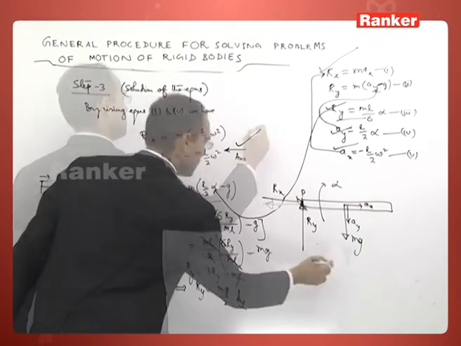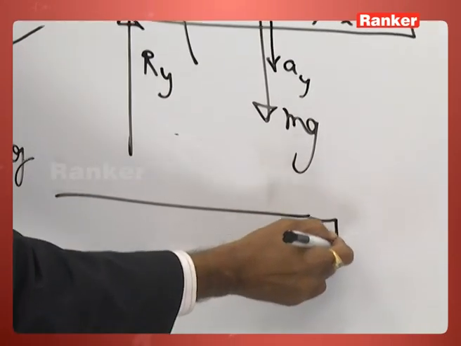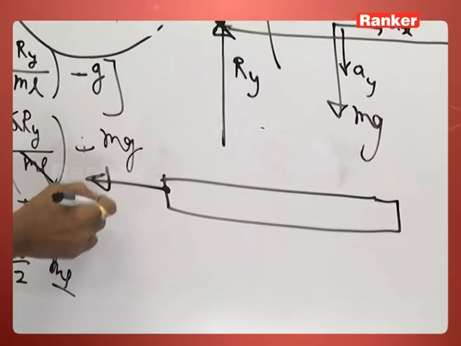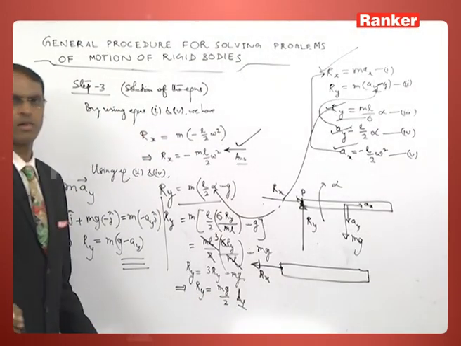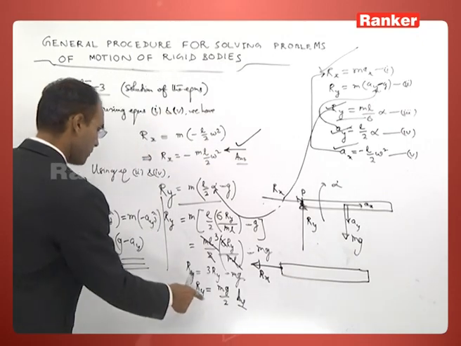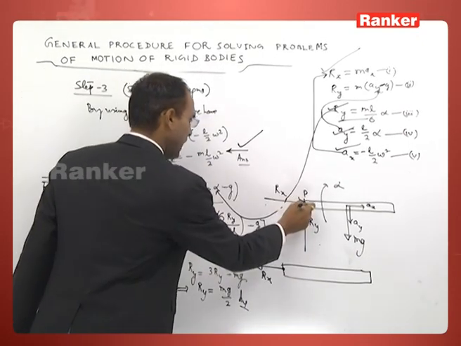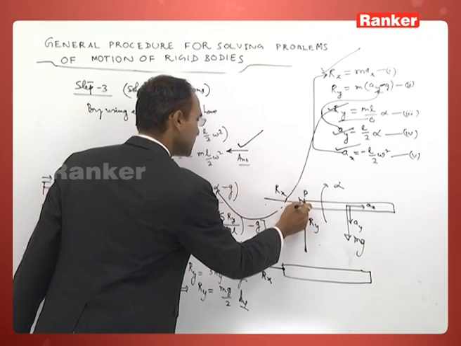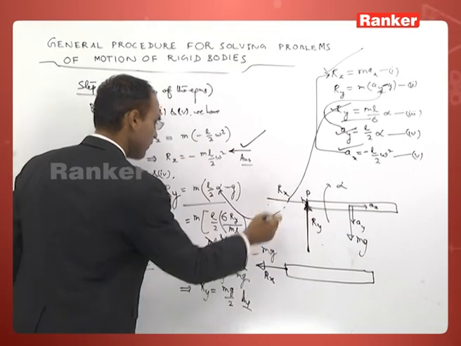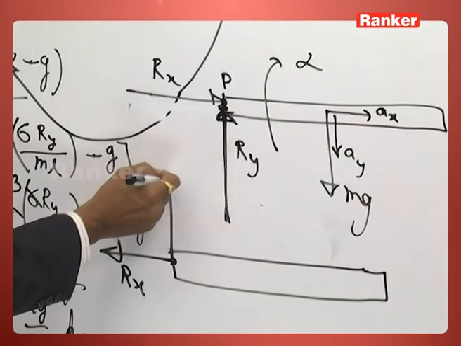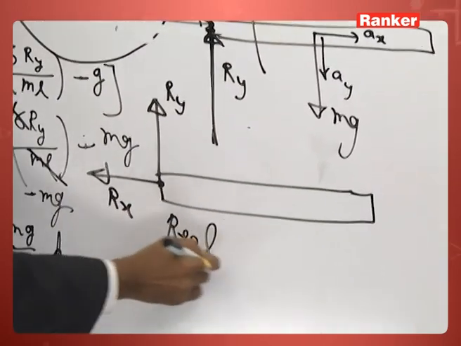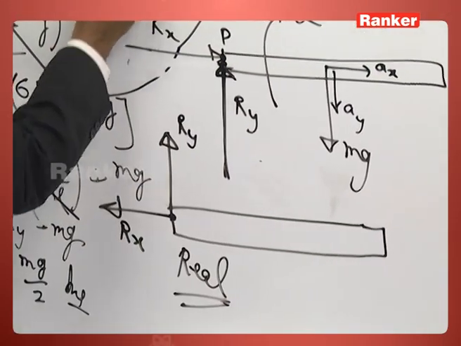So, the real diagram, the Rx will be pointing towards left, and Ry we got positive answer, and we have assumed that Ry is vertically upward, and we got positive answer. So, our assumption is correct. This is the real diagram, real or physical. This is assumed.